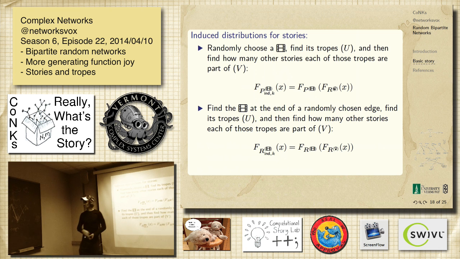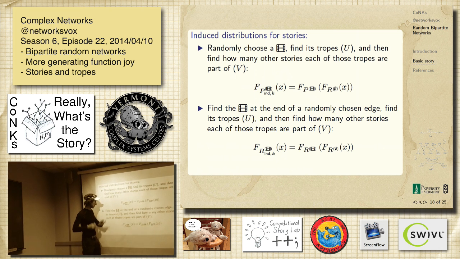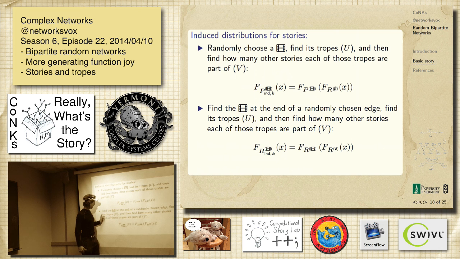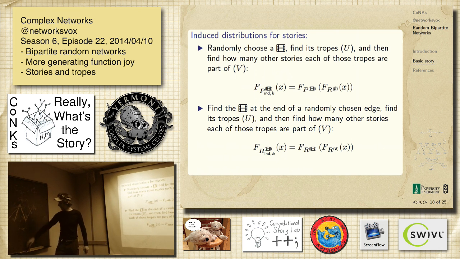Okay, so imagine, instead of starting at a story, we're running along an edge, and we're getting to a story, like that. So we're going to pull it back one step, and we need to do this because edge-to-edge transitions are always the thing where we solve everything. So we're going to choose an edge. We find the story at the end of that edge, and then find its tropes. So again, that's going to be this U part of V equals the sum of I equals 1 to U of V, W equals the sum of I equals 1 to U of V.